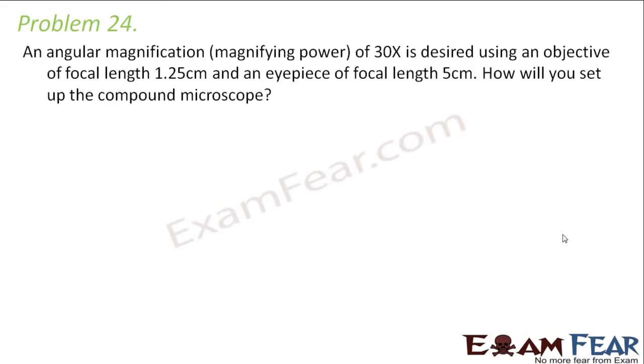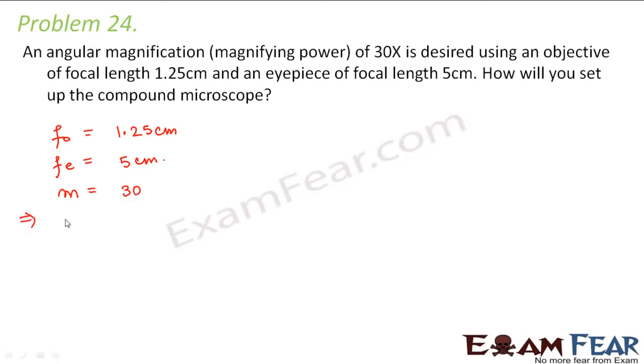An angular magnification or magnifying power of 30x is desired using an objective of focal length 1.25 centimeters and an eyepiece of focal length 5 centimeters. So we have an objective and an eyepiece. How will you set up the compound microscope? Basically we have to calculate the magnification as well as the distance between the objective and the eyepiece. In this case, the total magnifying power is given as 30.